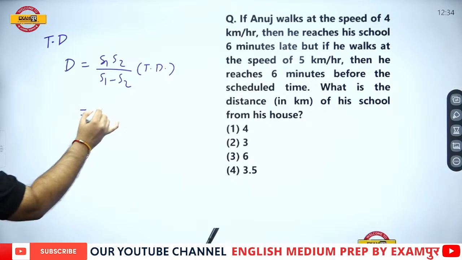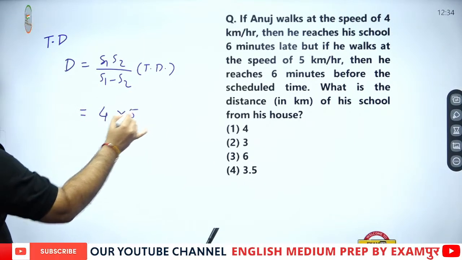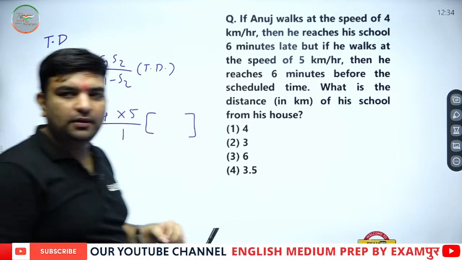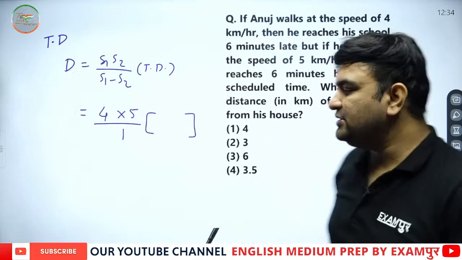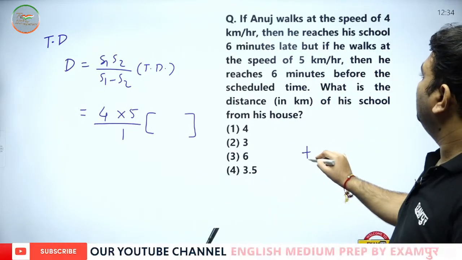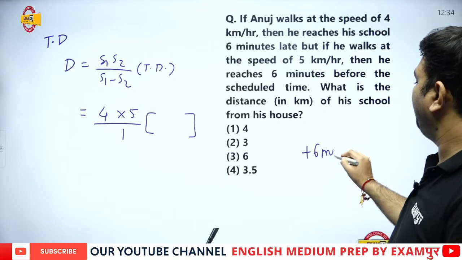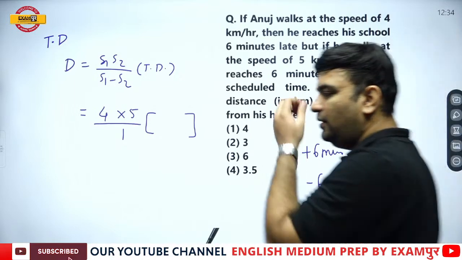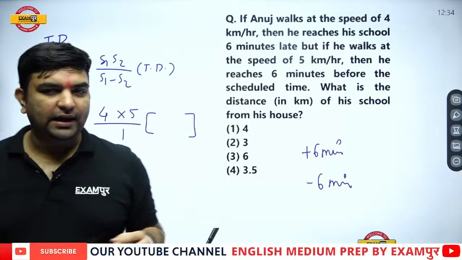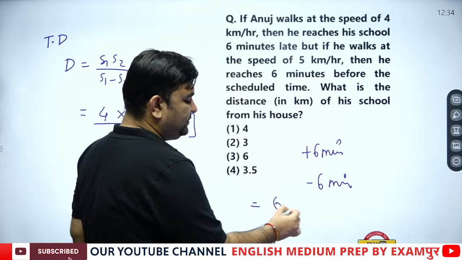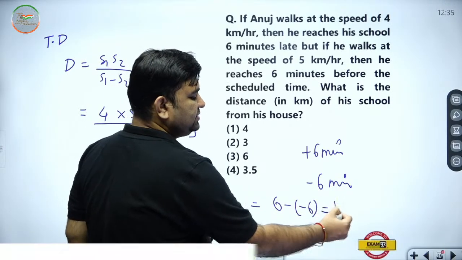What is the initial speed? 4. What is the later speed? 5. What is their difference? 1. And how much is the time difference being created because of increasing the speed? Initially reaching 6 minutes late and finally reaching 6 minutes early. So the time difference is 6 minus of minus 6, 12 minutes.